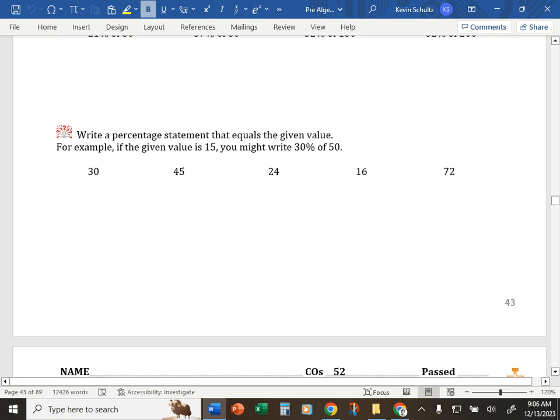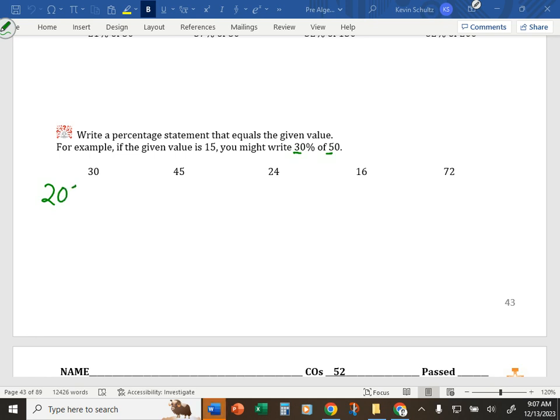For example, if the given value is 15, you might write 30% of 50. Because 3 times 5, again, working with that multiplication method, 3 times 5 equals 15. So for 30, what are 2 numbers that multiply to make 30? 15 times 2, which means you could have 20% of 150. Because you would move that decimal over and take 2 times 15 to get 30. What else could you have? What else multiplies to make 30?